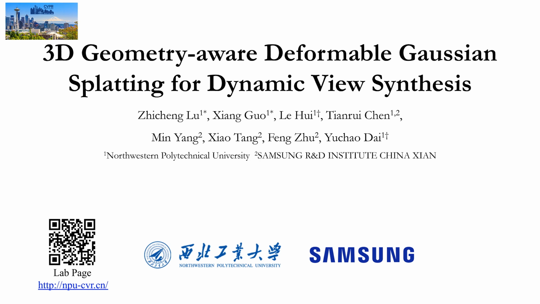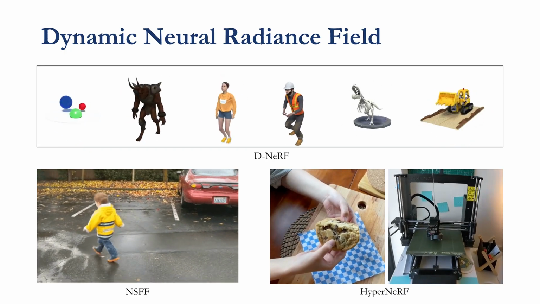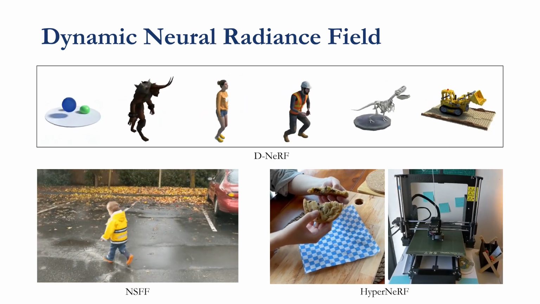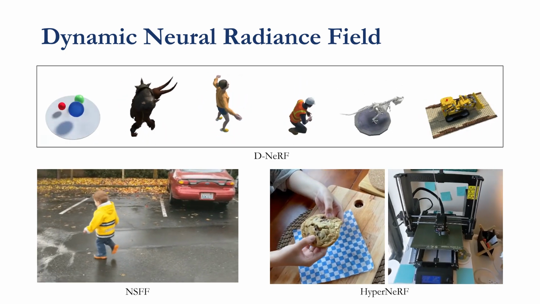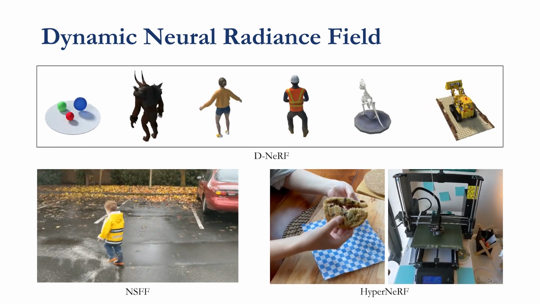Our work, 3D Geometry-Aware Deformable Gaussian Splatting for Dynamic View Synthesis, has been accepted by CVPR 2024. Dynamic view synthesis aims at rendering novel photorealistic views at arbitrary viewpoints and any input time step, given a monocular or multi-camera video of a dynamic scene, which has broad applications in virtual reality and augmented reality.